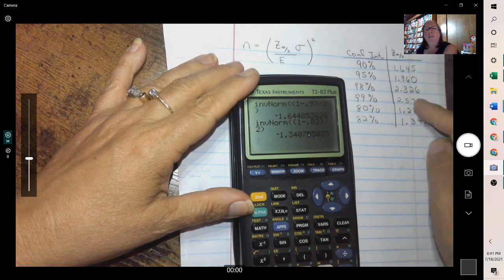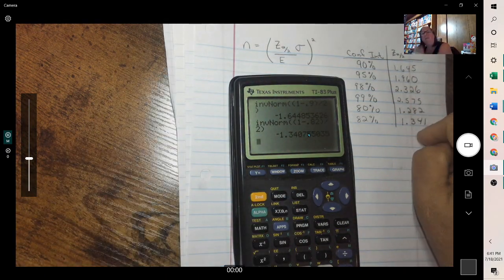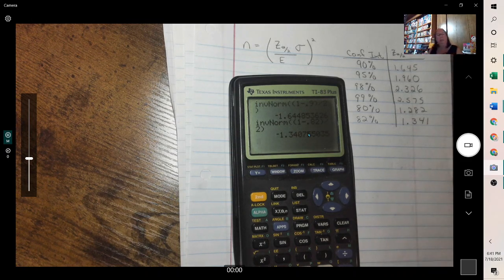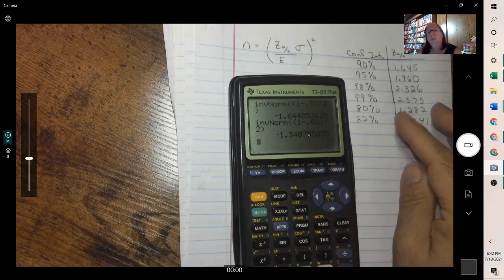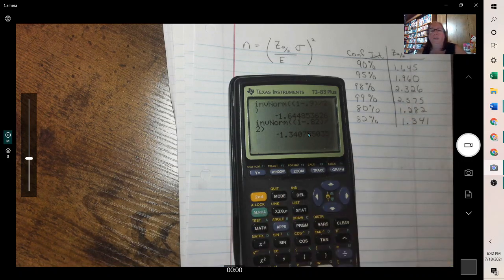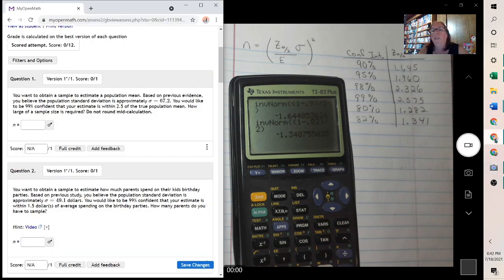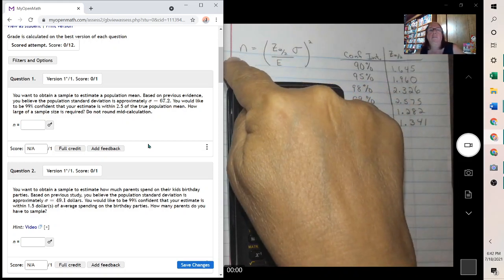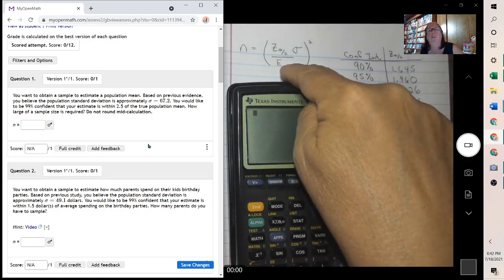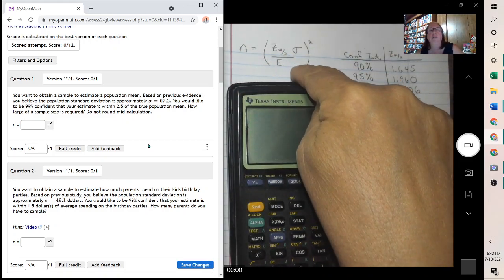Now I rounded these to 3 decimal places. Depending on the problems, they may want it rounded more. But as long as your values are close, I will go through and check and give you credit for them. And I'll show you what I mean, because these will be a little off. So if we look at the first one, when you're finding minimum sample size, use this formula. So we have to find z alpha over 2.